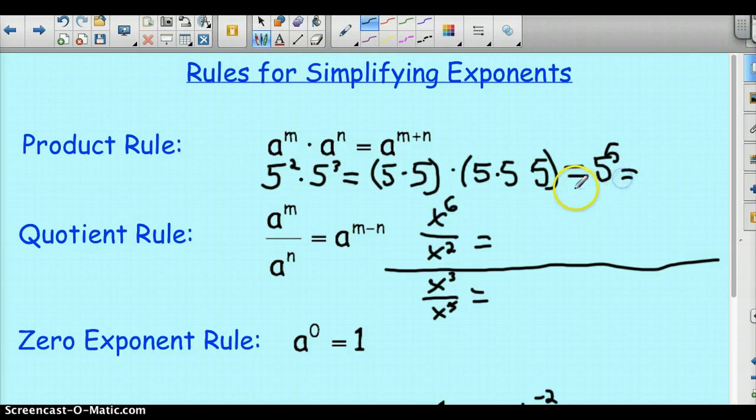So at that point in time, you would evaluate 5 to the fifth power. 5 times 5 times 5 times 5 times 5 is 3,125. So that's the rule with product.